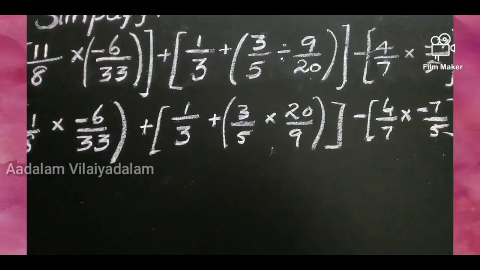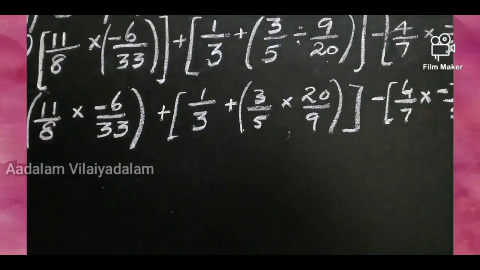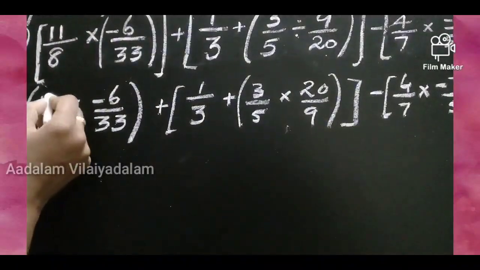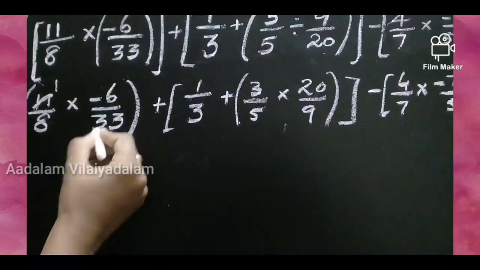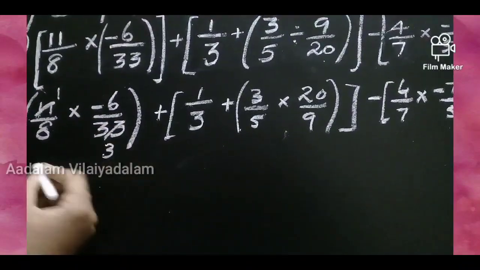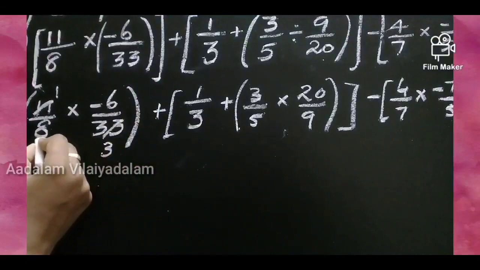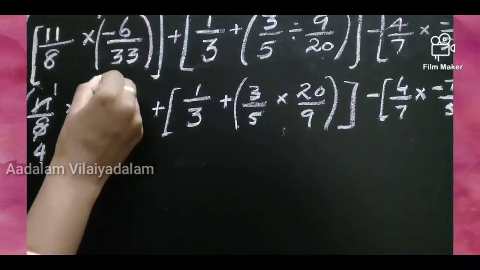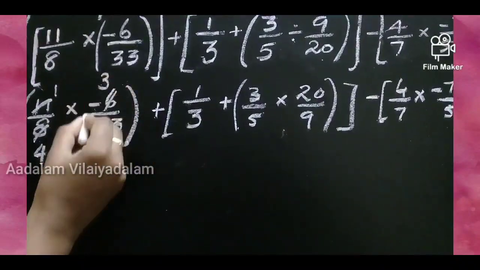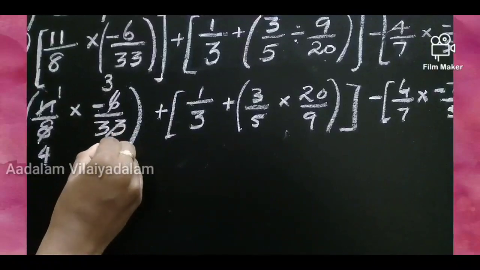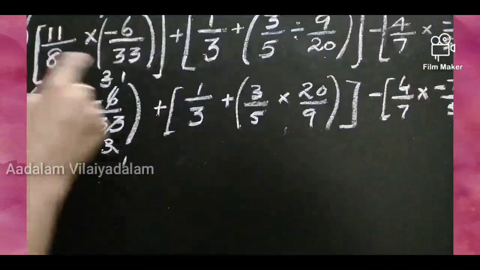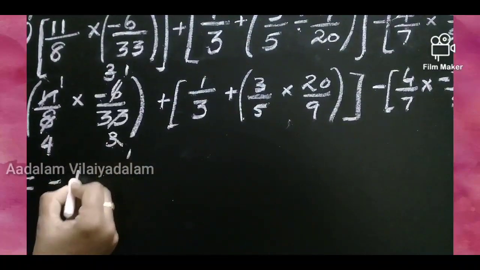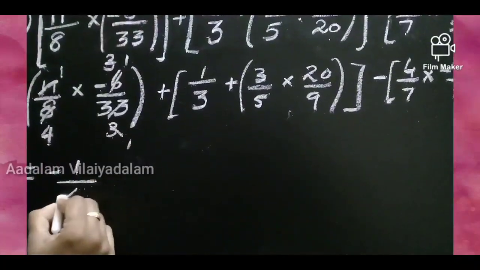In multiplication we have to cancel the numerator and denominator with the same table. So 11 and 33 are divisible by 11: 11 ones are 11, 11 threes are 33. Here 8 and −6: the 2 table is common, 4 twos are 8, 3 twos are 6. Here minus 3 only, so again 3 and 3 cancel. What is the remaining number? Plus into minus is minus, so the numerator is 1 and the denominator is 4 ones are 4.